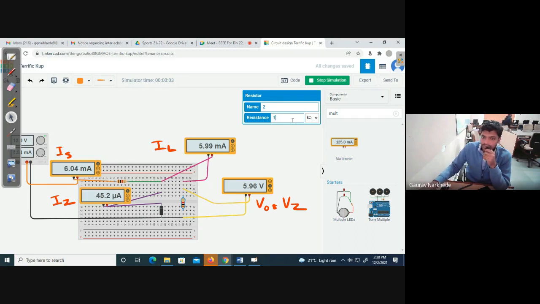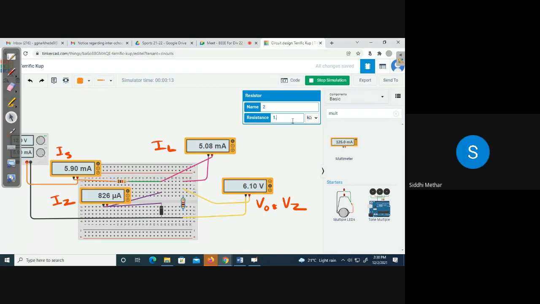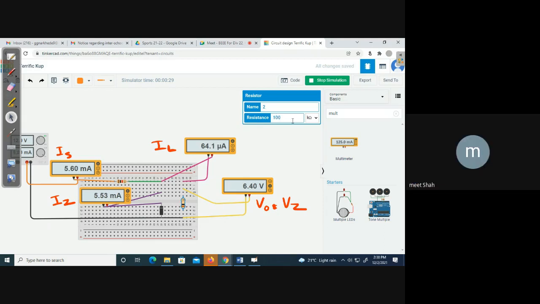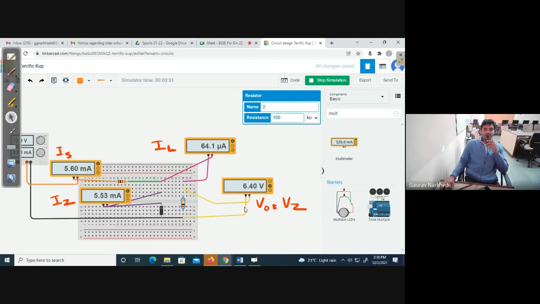For 1 kilo ohm, it is 5.98. 1.1, 6.06, right? It works. 1.2 is perfectly giving 6.10. And then you can increase it: 2 kilo ohms, 6.23, 5 kilo ohms, 6.33, 9 kilo ohms, 6.37, 15 kilo ohms, 6.38, 30 kilo ohms, 6.39, 100 kilo ohms, 6.40. Do you understand what I am saying?